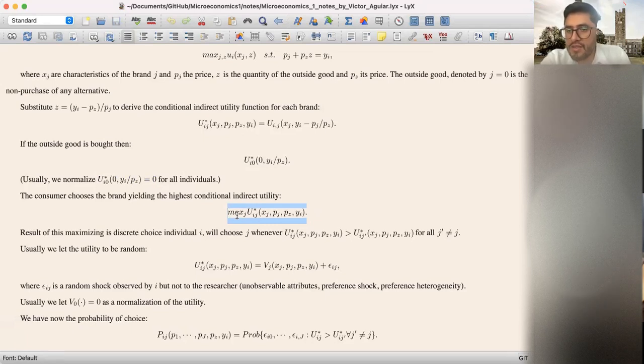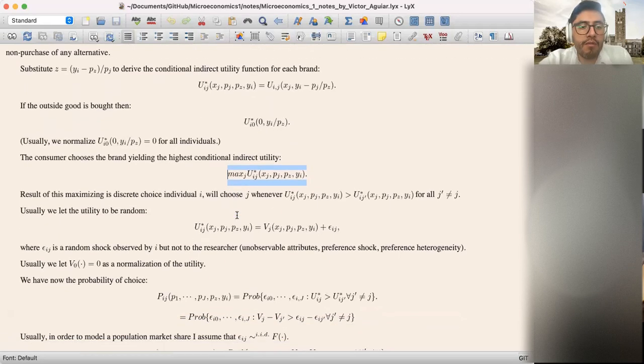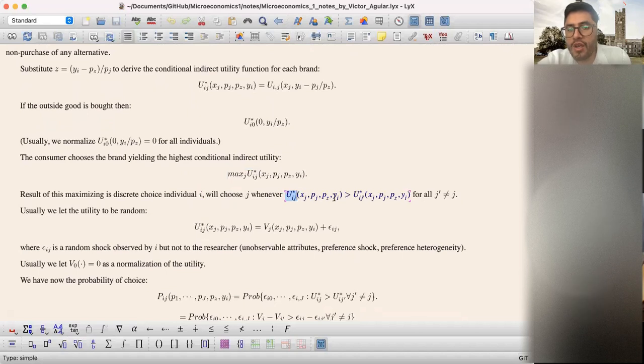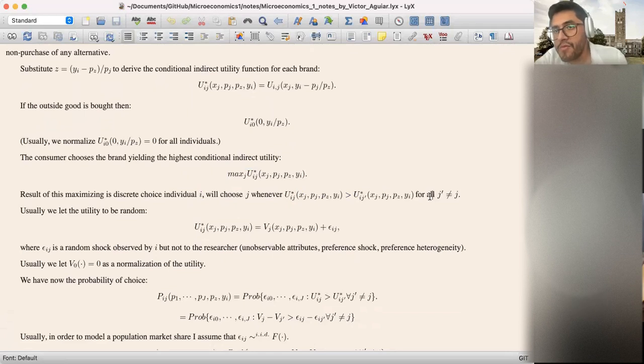So very simple, right? This is a discrete choice problem. I'm buying a used car. How do I do it? I compute the indirect utility of each used car. I rank them. I choose the highest-ranked utility level, the one that maximizes this utility. So by the result of maximizing, in discrete choice, an individual will choose J whenever the utility of J is greater than the utility of J prime for all J prime different from J. In other words, you pick the maximum utility item.